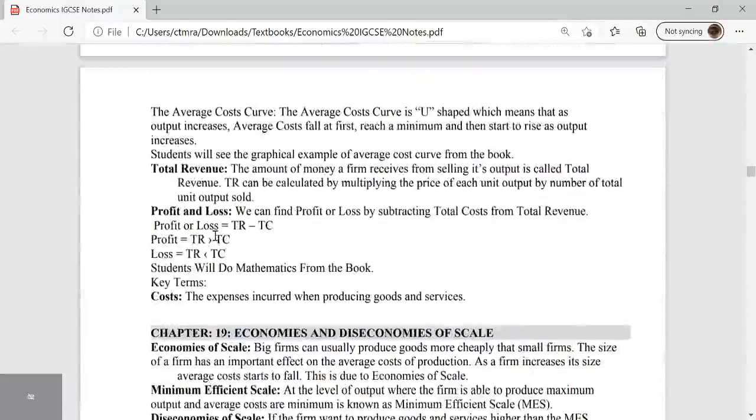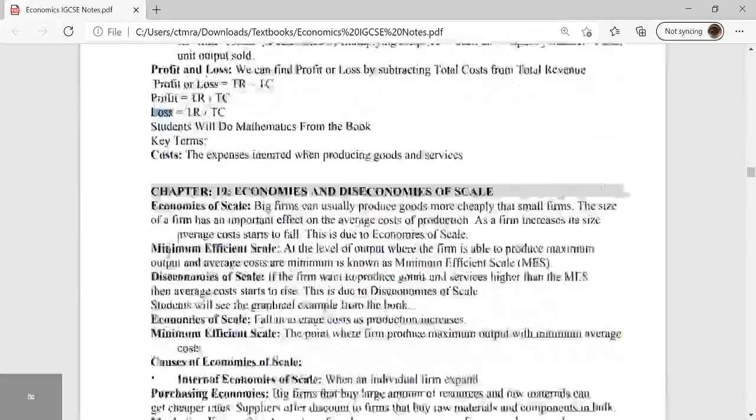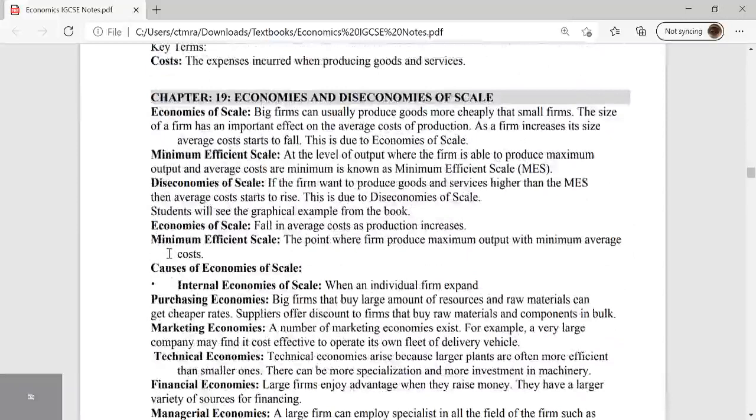Okay, and total revenue is price multiplied by quantity. Okay, so if we multiply the per unit price with the quantity, we will get total revenue. And to get profit or loss, we will deduct total cost from total revenue. We will get profit or loss. If the total revenue is more than total cost, there will be profit. And if the total cost is more, then it will be a loss. Okay, so that's it.